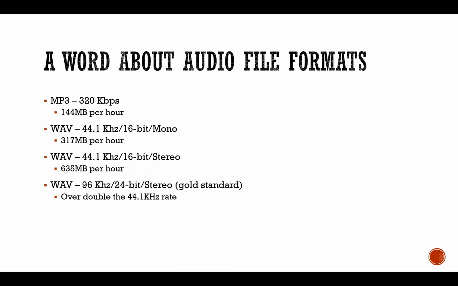Remember I said before that 190 is kind of the minimum standard that most people are looking for, or at least ideally looking for. So you can see that if you do it at the higher 320, an hour's worth of video is going to cost you 144 megabytes in your storage. But if you go up to the next level, which is a wave, the lowest level of a wave file, which is going to be 16-bit, 44 kilohertz, and only a mono track, that's going to double your storage needs, or more than double your storage needs.